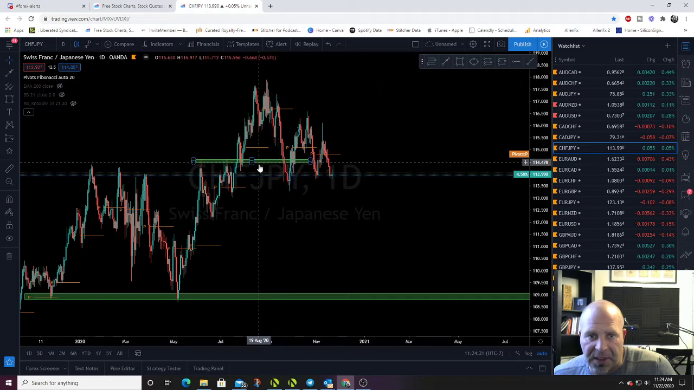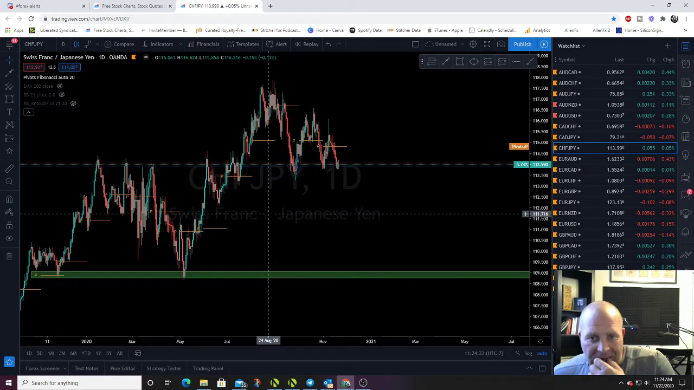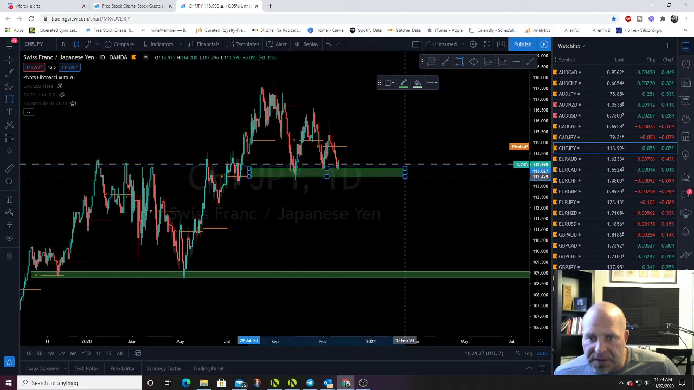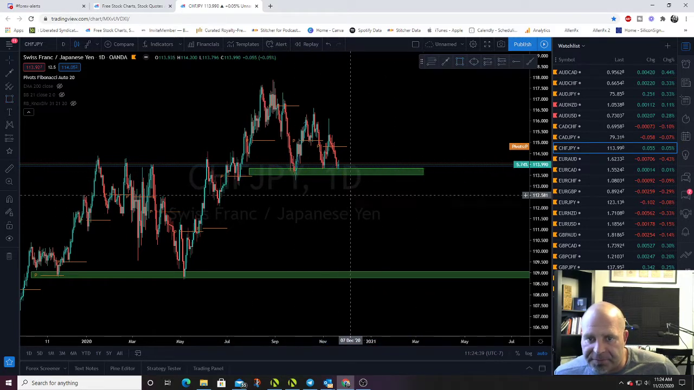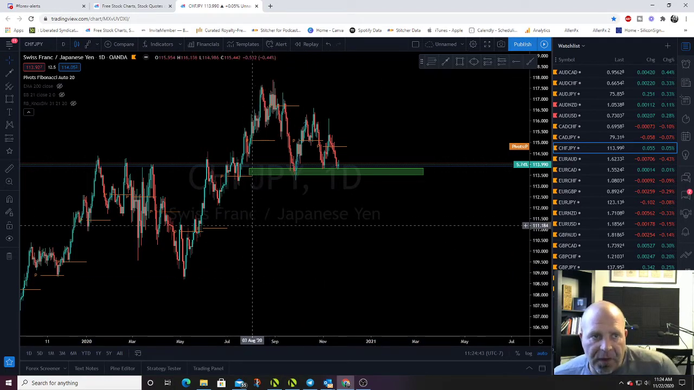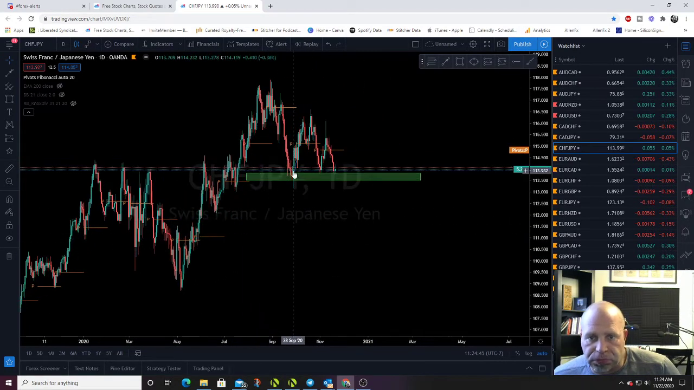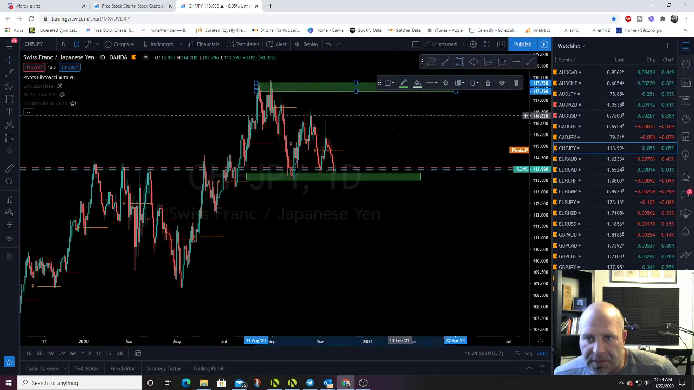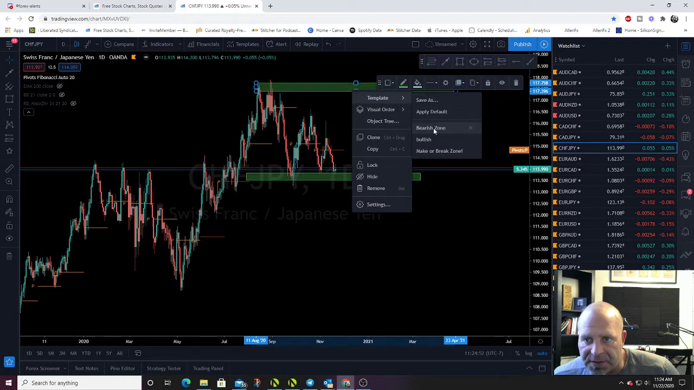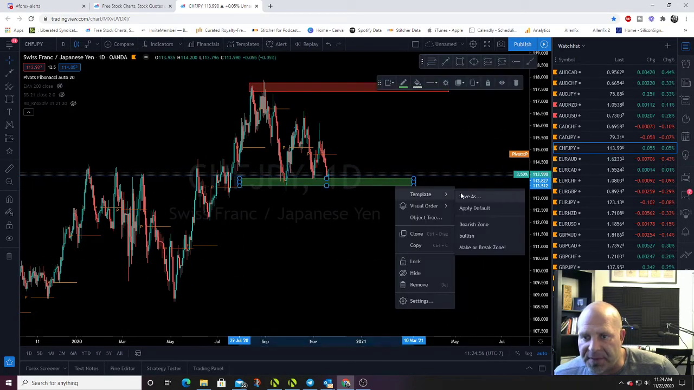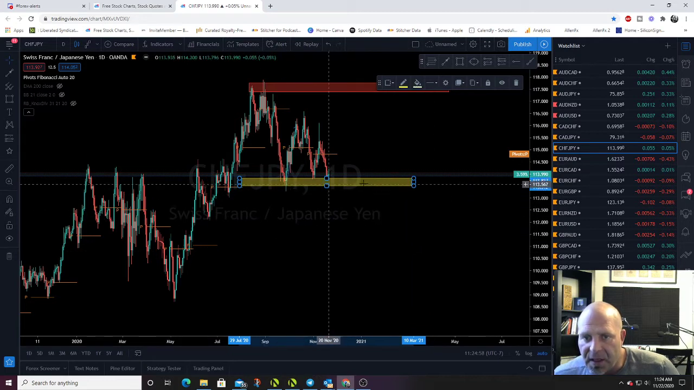Swiss Franc JPY. Looks like we had a make or break zone. Looks like we got a pretty decent buy zone there. There's a huge bearish zone, and we're testing that. Actually, let's make this make or break. Sorry. We're testing that make or break zone now.